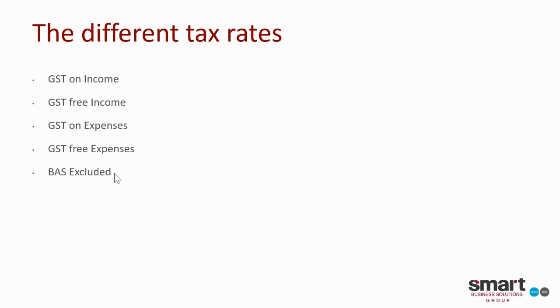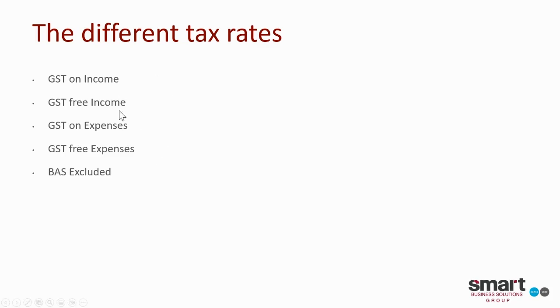Another example is actually your wages and your superannuation you may pay to employees. Because this actually gets reported in its own item on the BAS statement, this is actually BAS excluded when you are reconciling in Xero. You then have all these other GST tax rates. So you've got GST on income, GST-free income, GST on expenses, and GST-free. These are the most common ones you will find in your Xero file.